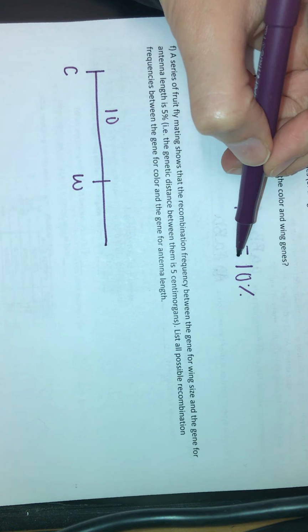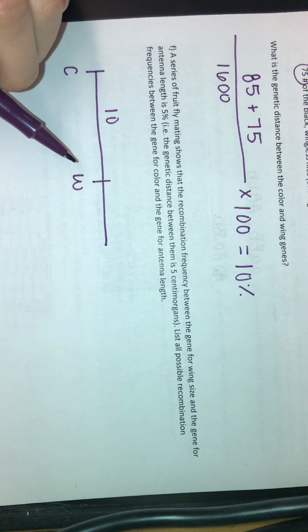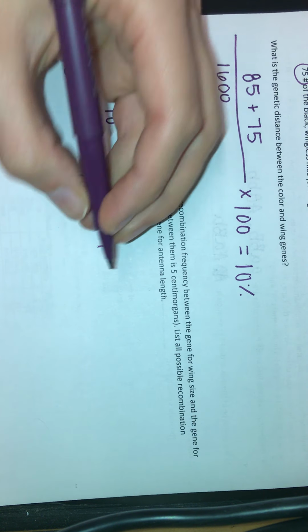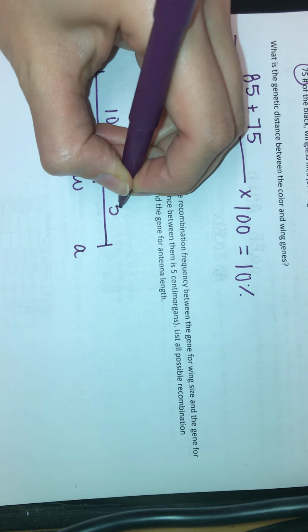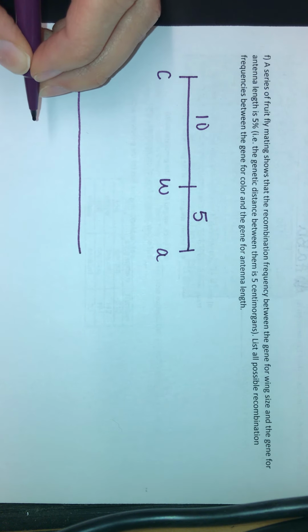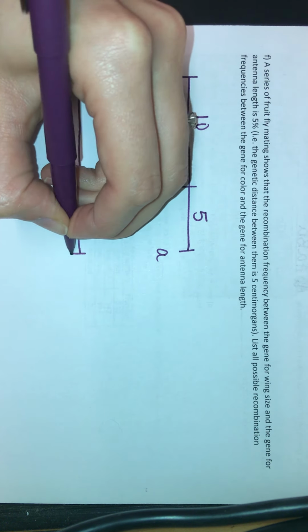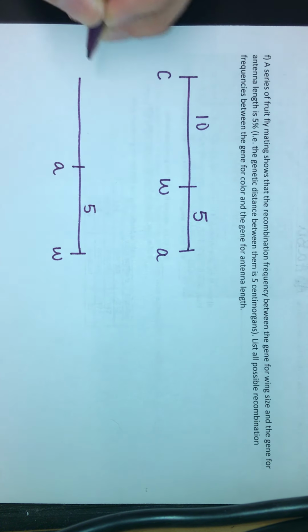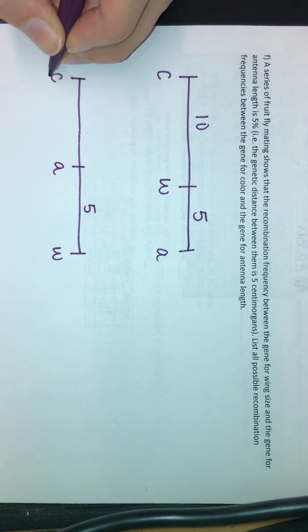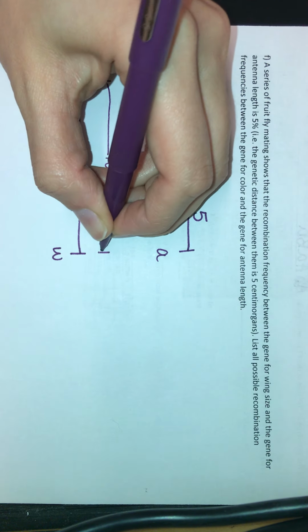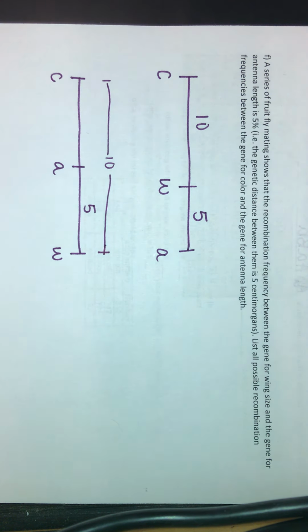You just calculated that it was 10%. Now this problem right here tells me the distance between wings and antenna length is 5. So I'm just going to do the distance between wing and antenna length is 5. Now there is another way that I could draw out this map. I could also make it to where I had the distance between wings and antenna as 5. And then if we were to measure the distance between color and wings is 10.